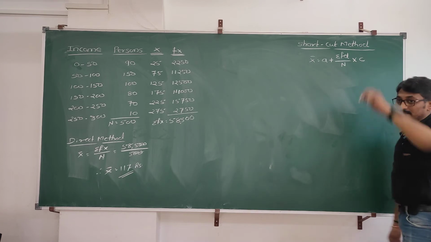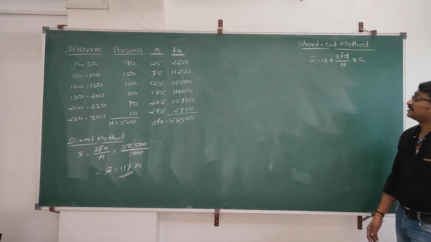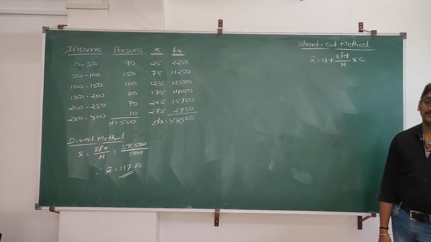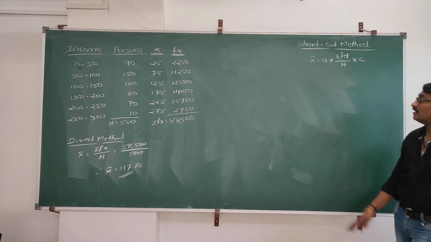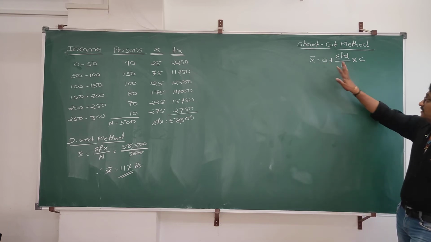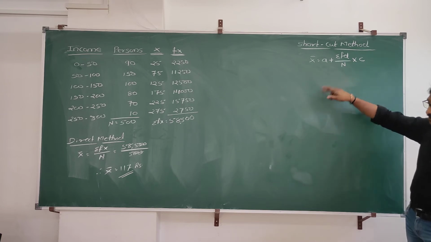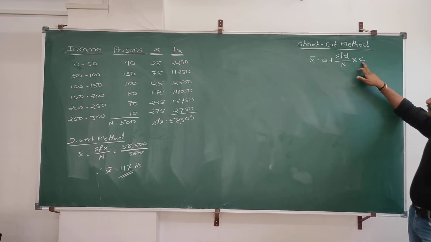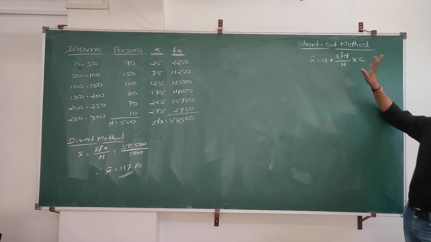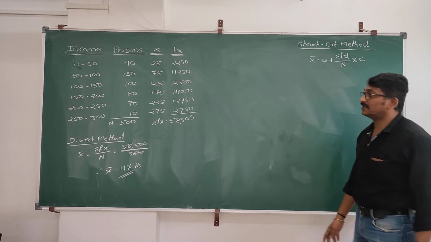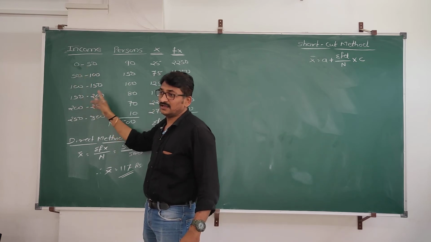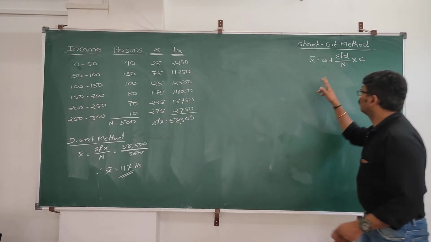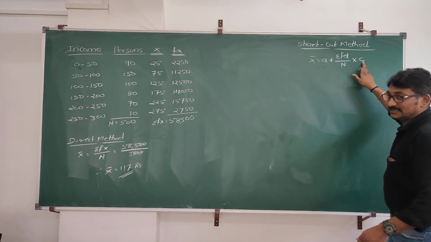into c. a plus summation fd divided by N into c. This is the formula of x bar, that is mean by using shortcut method. Now, as per this formula, you know the N value. N is how much? 500. What do you mean by c? C is nothing but difference in class interval. That also you know. What is the difference in class interval? 50. Right? Means these two values are known to you, that is N value and c value.